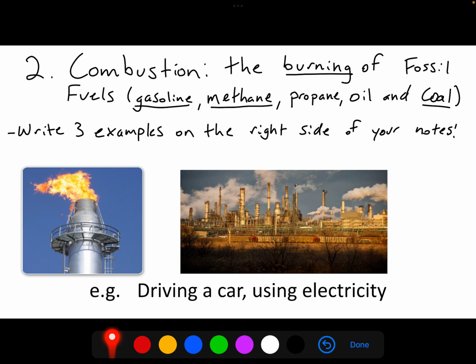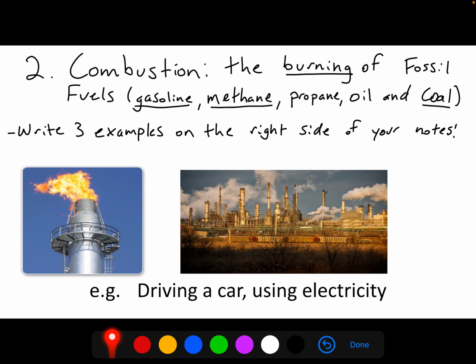Next one is combustion. Combustion is the burning of fossil fuels. So maybe you've heard of a combustion engine or a combustion reaction. All of those involve some sort of ignition, the burning of fossil fuels. And some of those fossil fuels that are burned are things like gasoline, like in your car, methane gas, propane, maybe in a grill, oil, and coal.